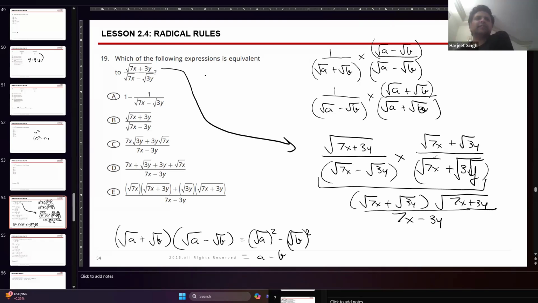Now, if you see your answers, it matches with this. So that's your answer. It's just the expansion of this bracket, right?